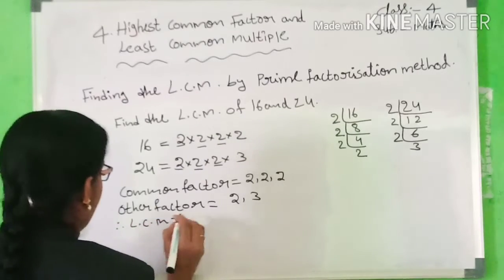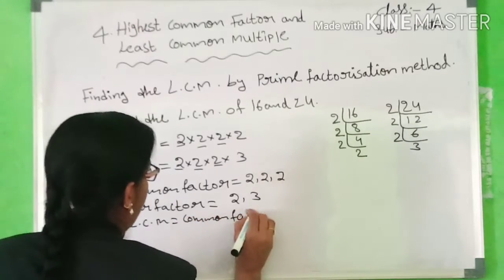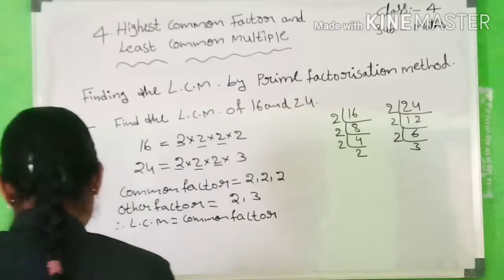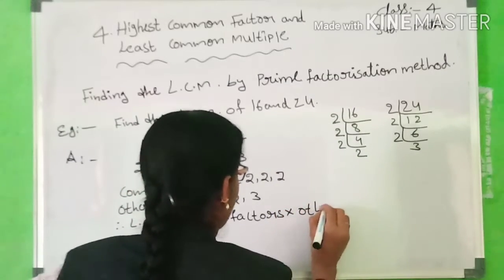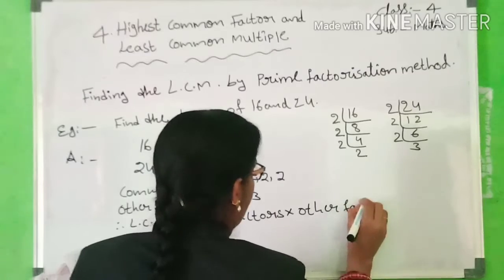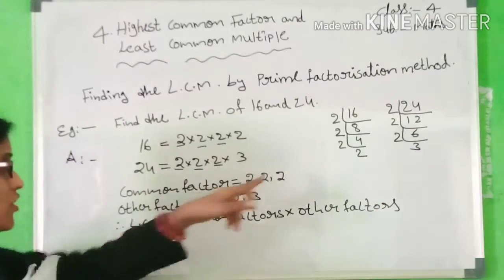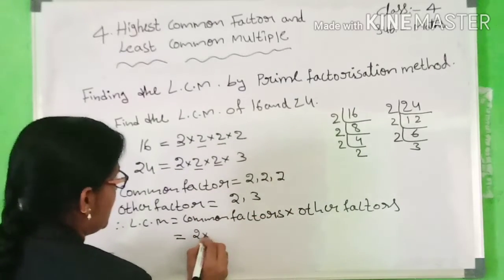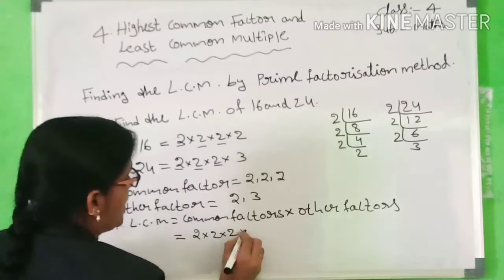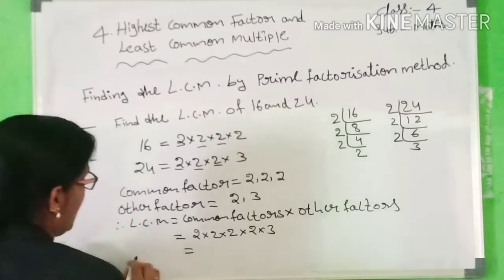LCM equals common factors into other factors. You have to do multiplication. Common factors and other factors. What are the common factors? 2 into 2 into 2. What are the other factors? 2 into 3. You have to do multiplication.